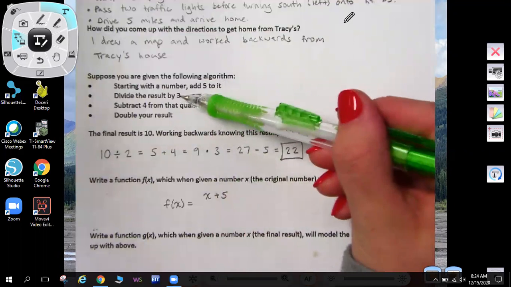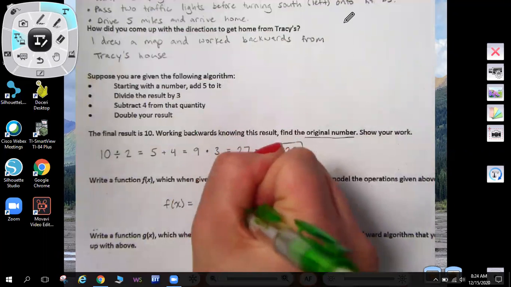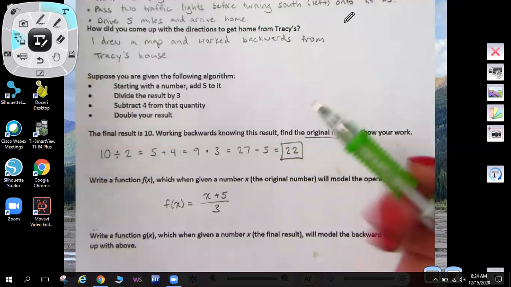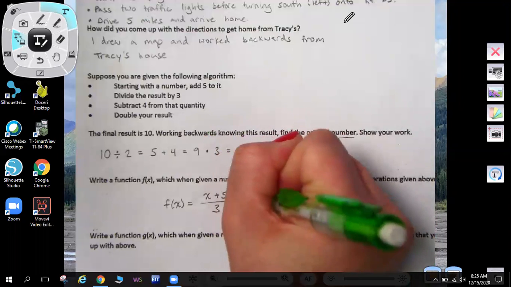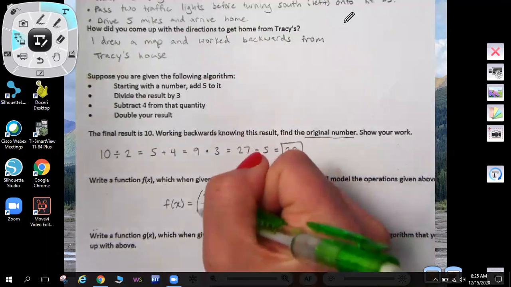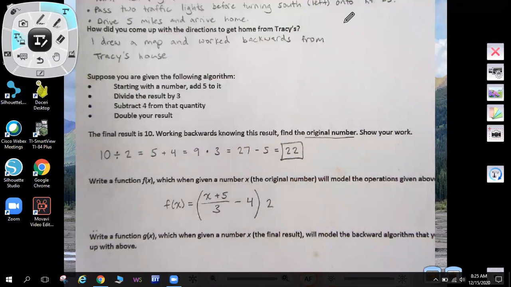The next step says we're going to divide that by 3. So x plus 5 divided by 3. Next step, subtract 4 from that quantity. So subtract 4. Then it says to double your result. So we're taking all of this that we just did and multiplying by 2.